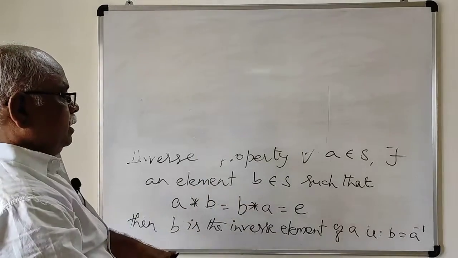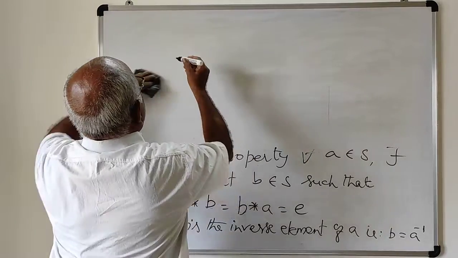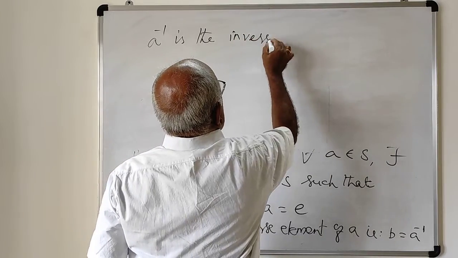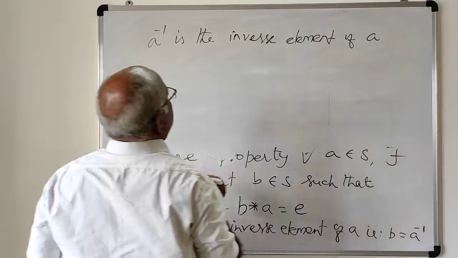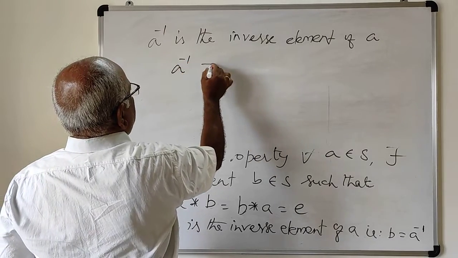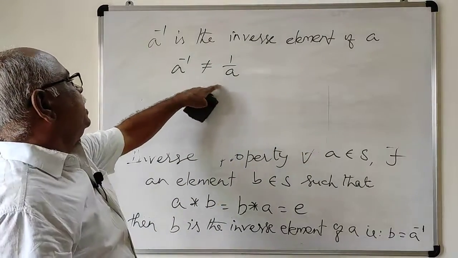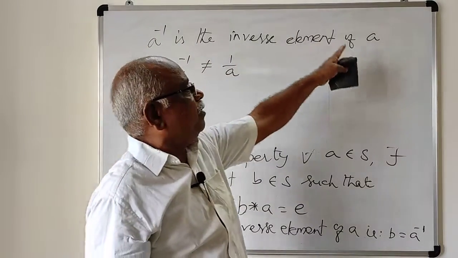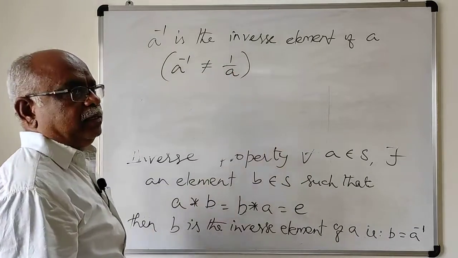See, here b is the inverse element of a. a inverse is the inverse element of a. It is treated as a inverse. a inverse does not mean 1 by a. You cannot write it as 1 by a. You have to read it as a inverse is the inverse element of a. It is not 1 by a. You remember? It is not 1 by a.